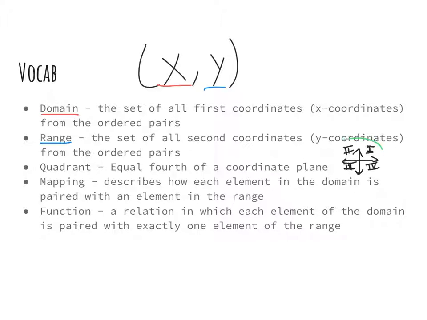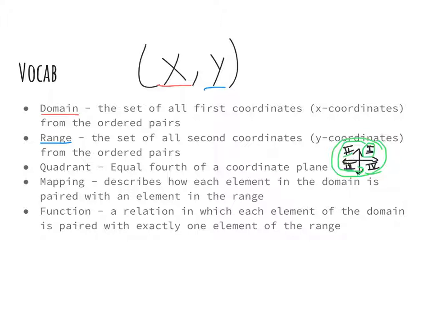So over here you see our coordinate plane drawn, and then quadrant 1 is in the top right, and then 2, 3, and 4 go counterclockwise around the coordinate plane. So 1, 2, 3, and 4.